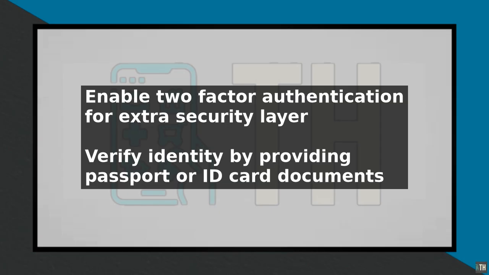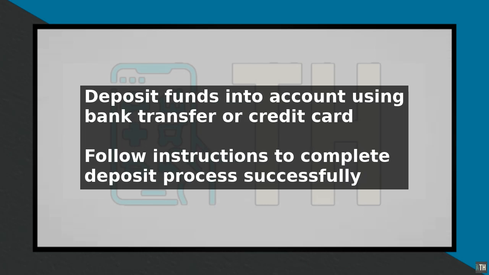Once your account is verified, you can deposit funds into your Bitstamp account using a bank transfer, credit card, or other payment methods. To do this, go to the Deposit section and select your preferred payment method. Follow the instructions to complete the deposit process.